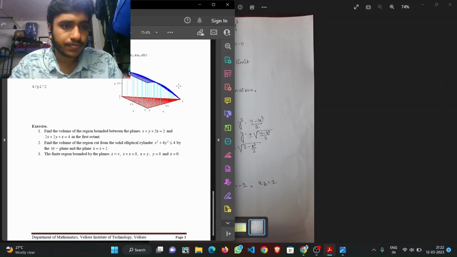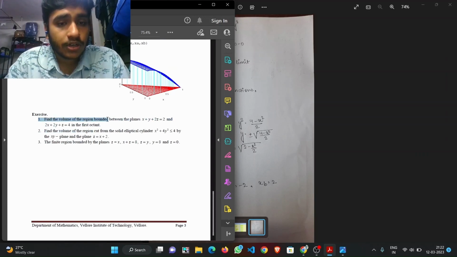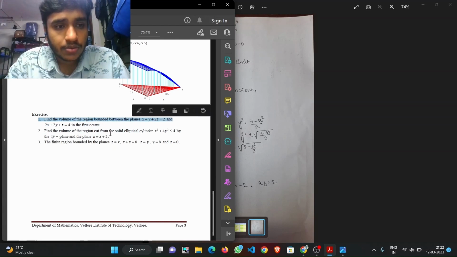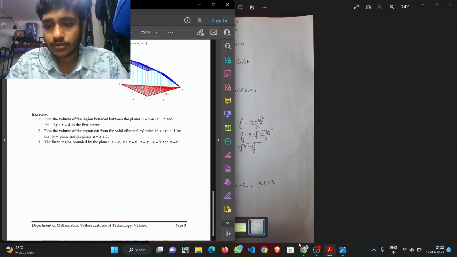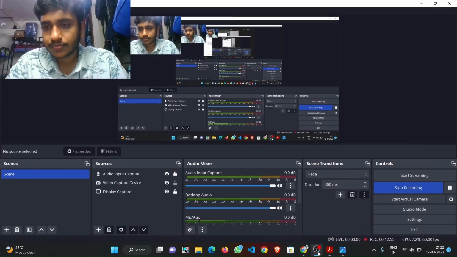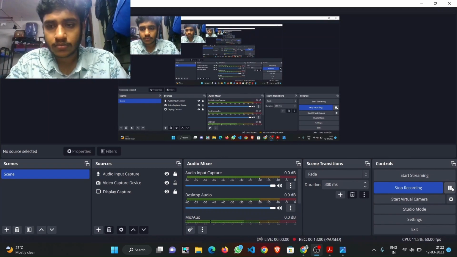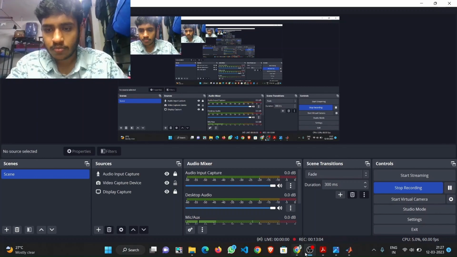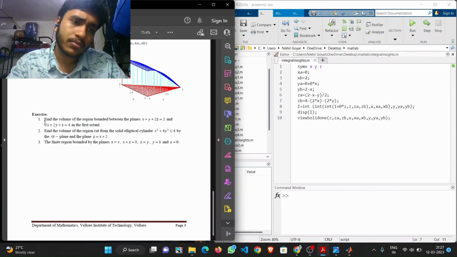One question. Let's try a question from the exercise. Find the volume of the region bounded by the planes x plus y plus 2z is equals to 2 and 2x plus 2y plus z is equals to 4 in the first octant. Okay. So for that, let's see for the first question.